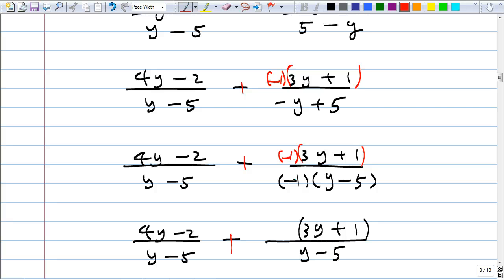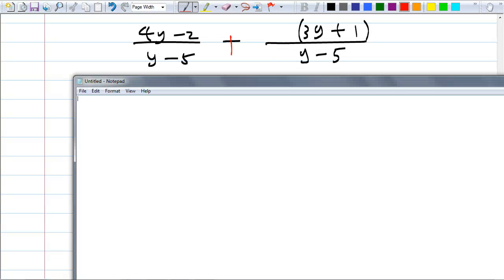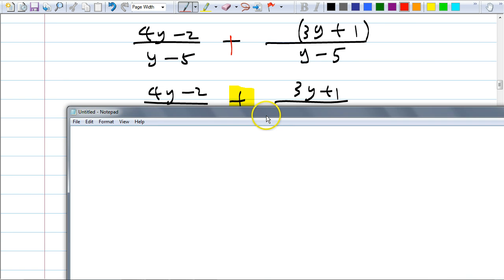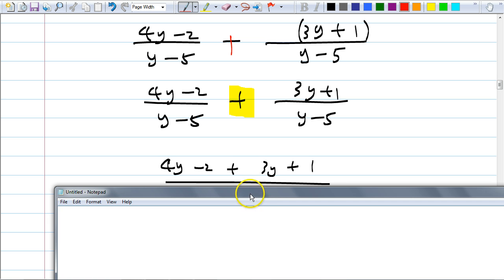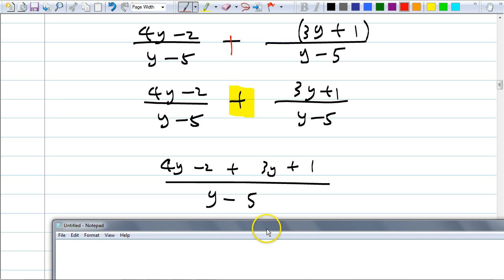Now we're ready to add, because we have a common denominator. All right, everybody try. I'll wait. When you add the numerators together, you simply get 4y minus 2 plus 3y plus 1 over what, class? y minus 5. The denominator stays the same, because you have a common denominator. You don't add the denominators or anything like that.